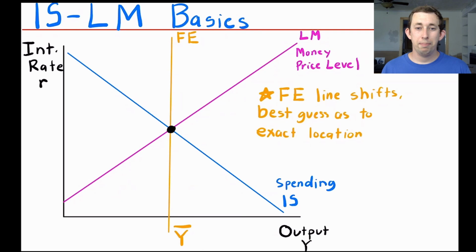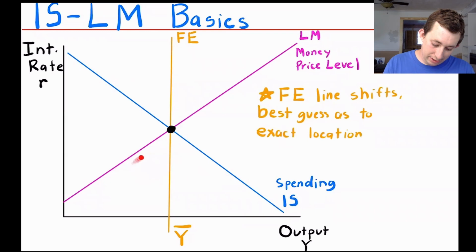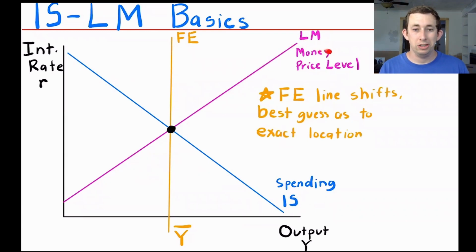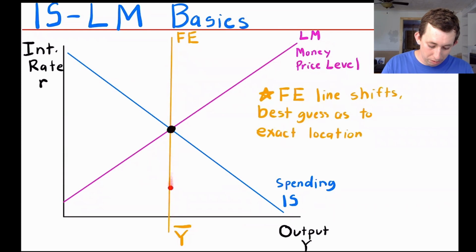Now, the ISLM model has three lines or three parts to it coming from three different markets. We've got this nice blue downward sloping line called the IS curve or the spending curve. We've got this upward sloping pink line called the LM curve. That LM curve captures things like the money supply, money demand, as well as the price level. We also have this vertical line, this full employment line that you can see denoted with Y bar.